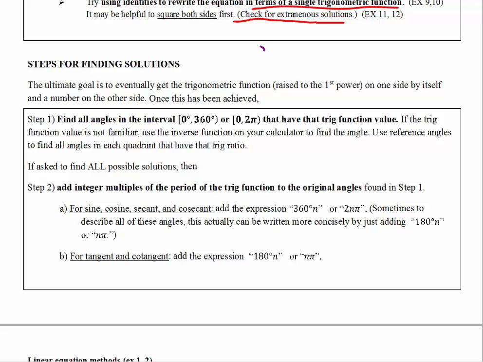Once we have isolated the trig function to be on one side and we get a number on the other, our goal is to determine what angle would actually make the statement true. So when we solve, we're solving for angles. If we're asked to solve within an interval from 0 to 360 degrees, we're given that interval, we will be looking for angles in degrees on our unit circle. If we're asked to find angles from 0 to 2 pi, then we assume that we're working in radians.